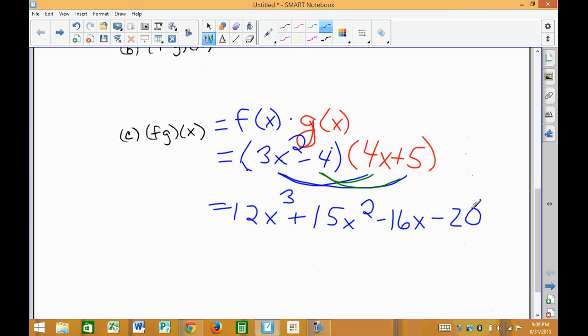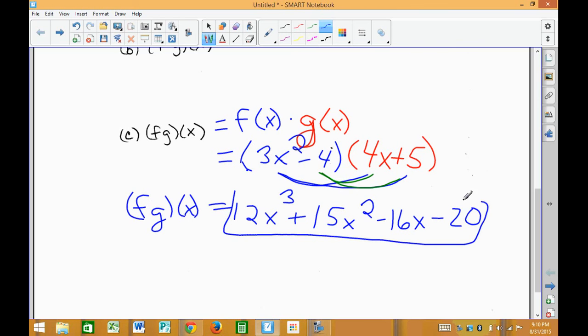And then we would combine like terms, but in this case, there are no like terms to combine. Again, you look for the highest power first, which we have x cubed. There is only one term with x cubed in it. Then x squared, there's only one term that has x squared. And then x, again, only one term. And then a term with no x in it, the number negative 20. So there's nothing to combine, so we're done. This is the new function f times g of x. That's what you get when you multiply f and g together.